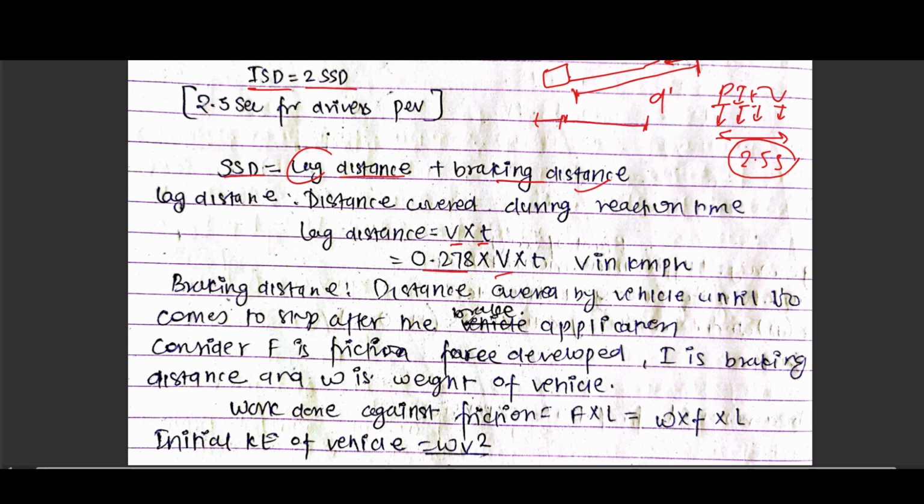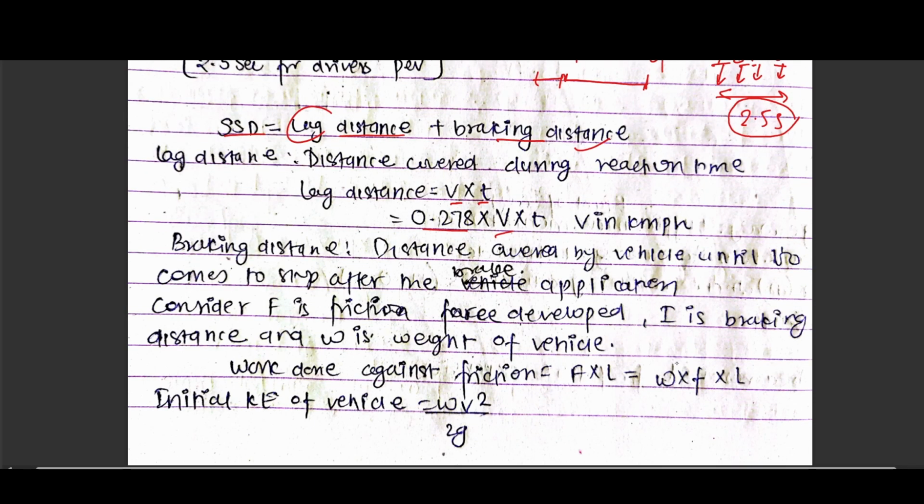F is the frictional force developed. The vehicle develops a frictional force, and L is the braking distance. That means this distance is the braking distance. And W is the weight of the vehicle. So what will be the work done by the friction? Work done by the friction will be frictional force into length. And what is frictional force? It is mu R, that is, W into f. Here R will be equal to W, because RA plus RB equals W. We know that, right? So the work done is W into f into L.